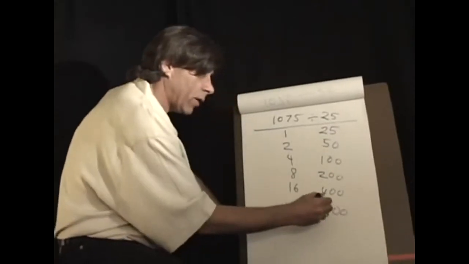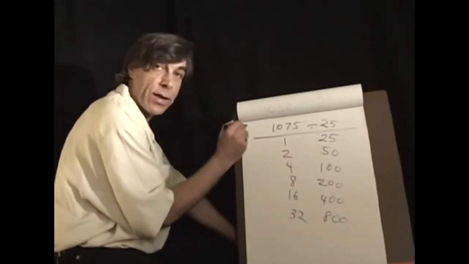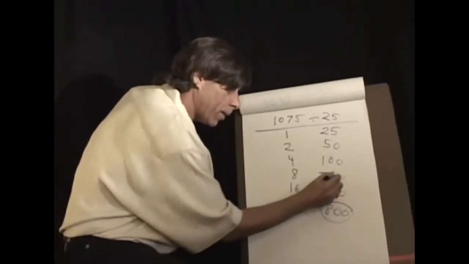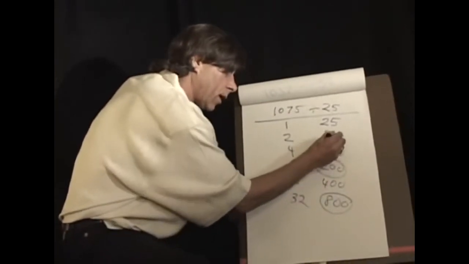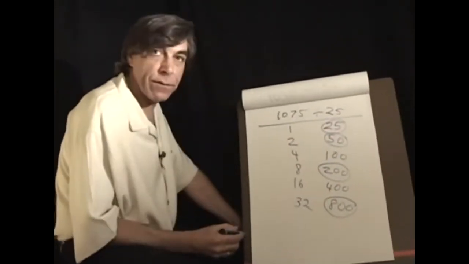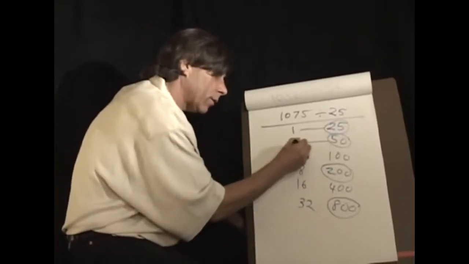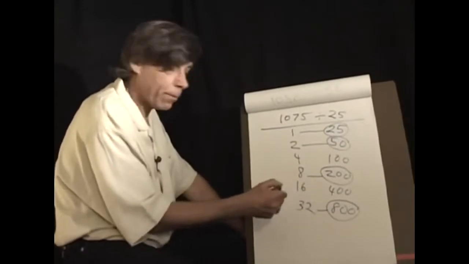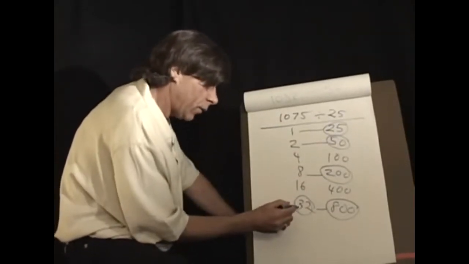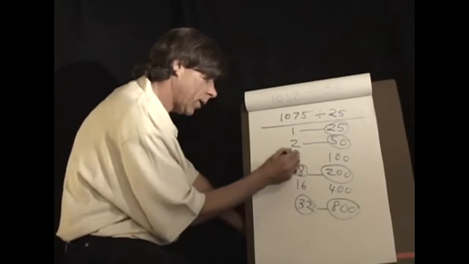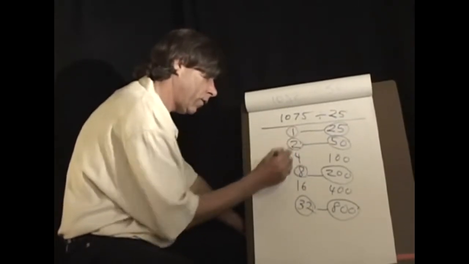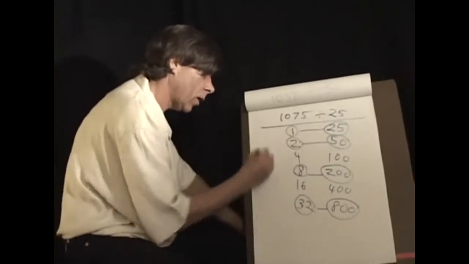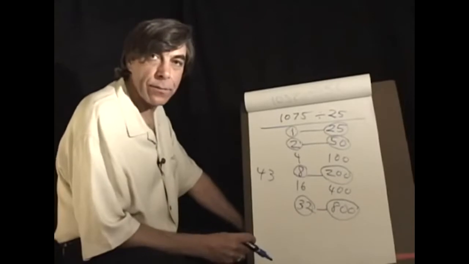I stopped there because if I went further, it's 1600, which is larger than 1075. And if I know that 1075 is 800 plus 200 make 1000, and 50 and 25, I just have to look across at the numbers that correspond there, or in a computer there would be an electrical circuit. And if I know that 32 plus 8 is 40, 42, 43. So 1,075 divided by 25 is 32 plus 8 plus 2 plus 1, 43.